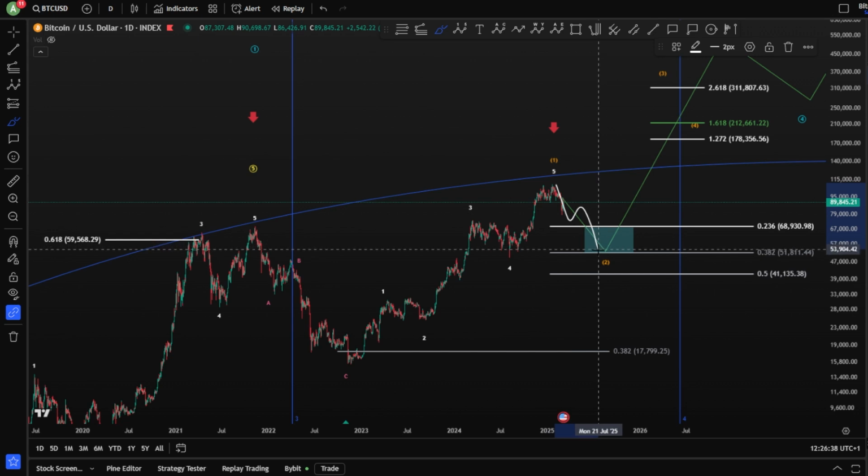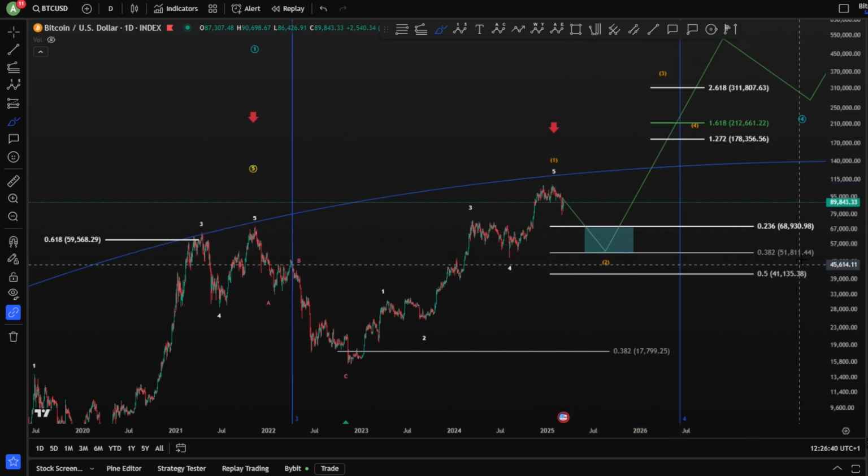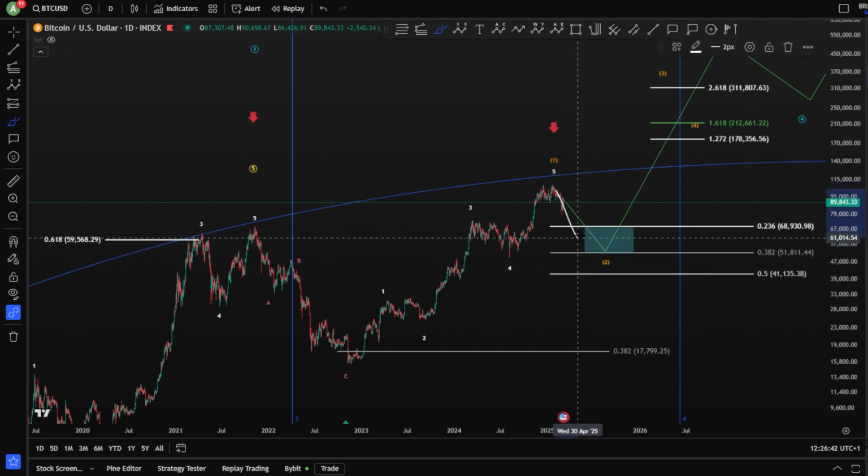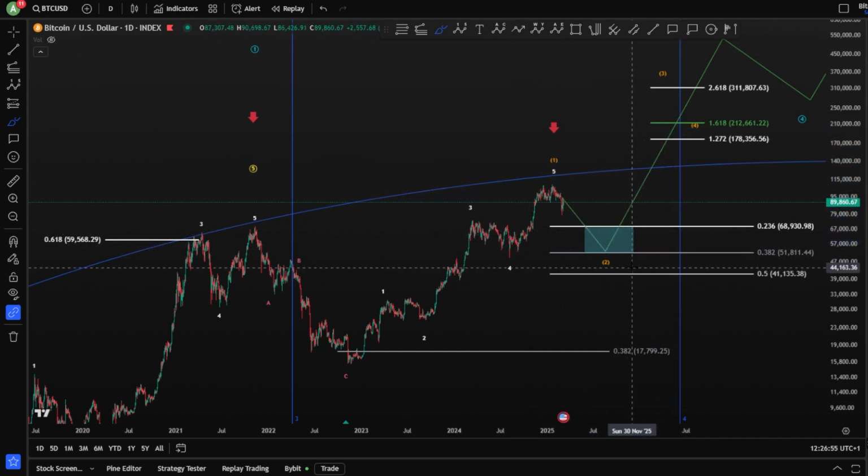Now, in case we dive deeper inside the blue box for a normal fib at 0.38, that is also possible for a 51K. Don't forget that we have a big range here of correction, which might be a very, very strong support, and that's why our blue box is there. We might start to move higher from there.